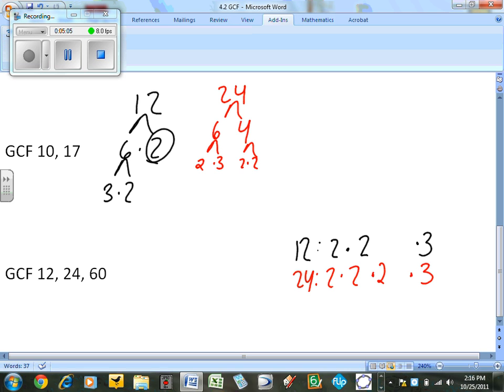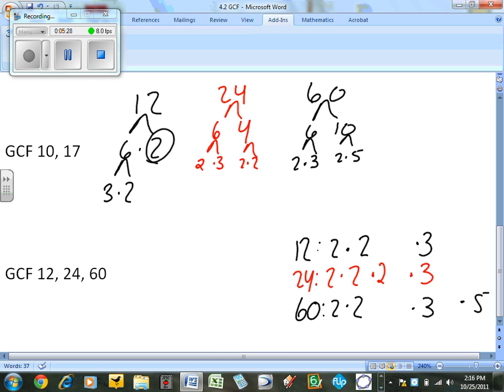And then lastly, 60. 6 times 10 is 60. 6 can be broken into 2 and 3, and 10 can be broken into 2 and 5. So let's rewrite 60 with our prime factorization. That would be 2 times 2 times 3 times 5. Again, I have them in my columns: just 2s over here, then I left a space and put 3s, and then I left a space and put 5s.